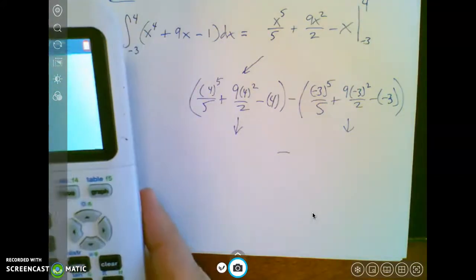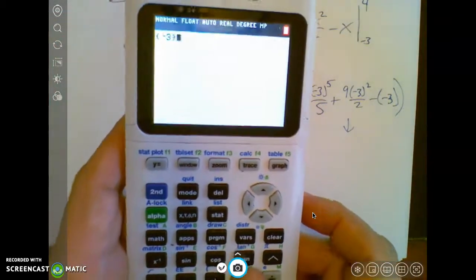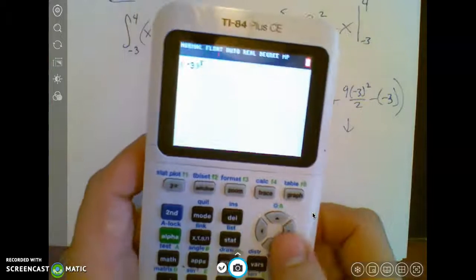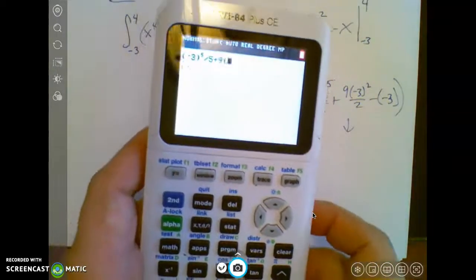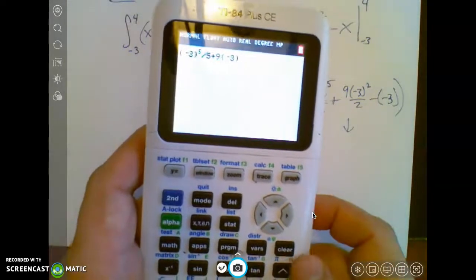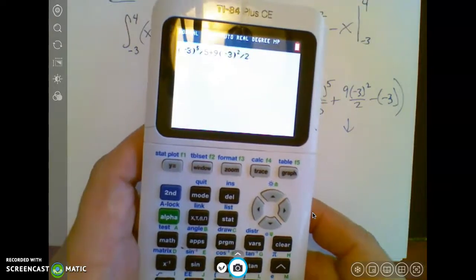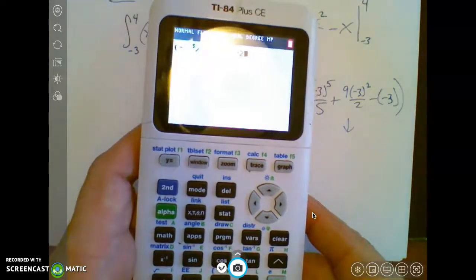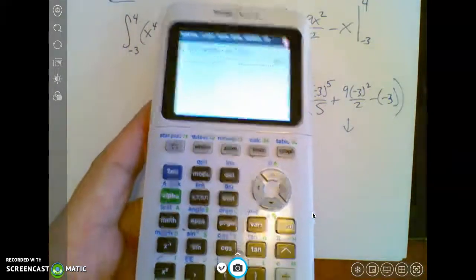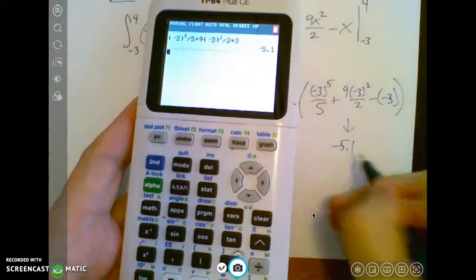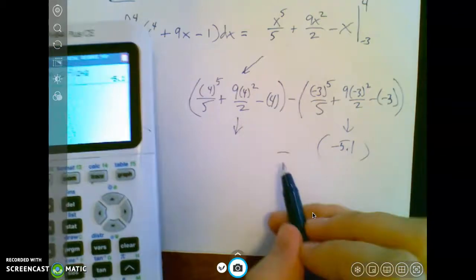Okay, so I'm going to do the negative part first. I'm going to type that in, -3 to the 5th divided by 5 plus 9 times -3 to the 2nd over 2, and then minus -3, so I can just put +3. So I type all that in, I get -5.1. Okay, and then remember, there's still a minus here. Don't let that cancel out in your brain.